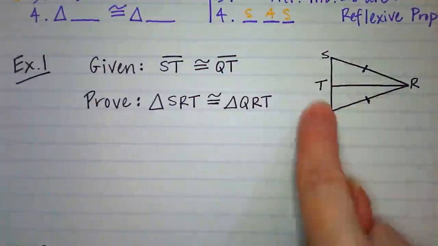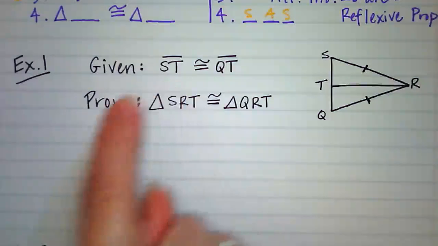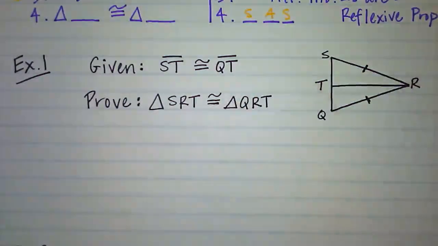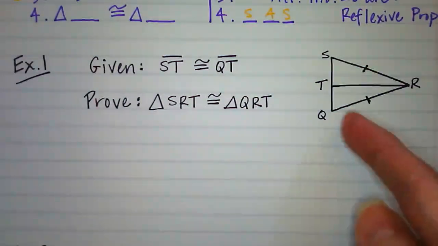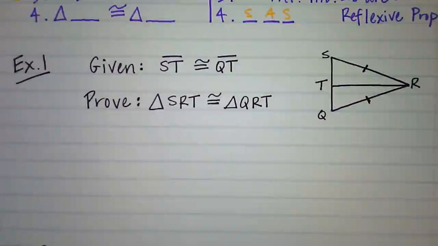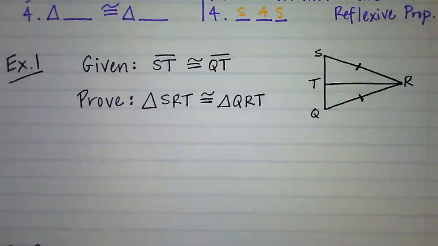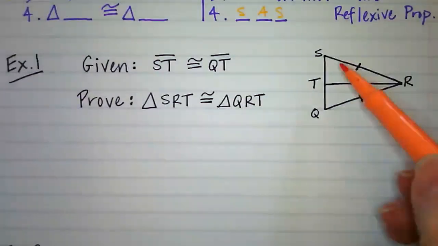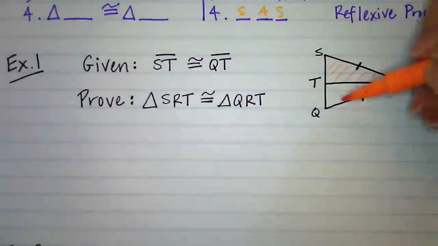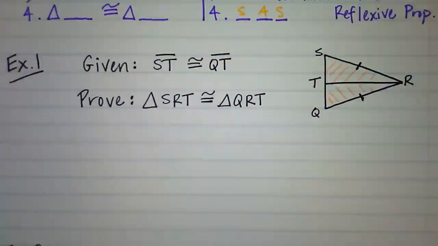So you have a picture over here, you have given information, and then you're shown which triangles you're supposed to prove are congruent. Now this one's pretty obvious because although there are 3 triangles in this picture right here, we're obviously trying to prove that these 2 are congruent to each other. But sometimes a picture can be more complicated, so you want to make sure you're paying attention to the 2 triangles that you're trying to prove. So in this example, we are trying to prove that this triangle right here, which is SRT, is congruent to this triangle right there.